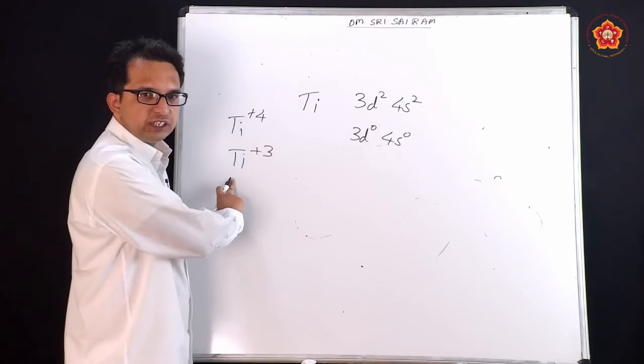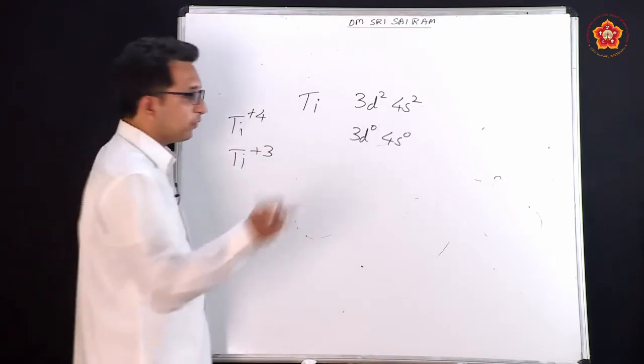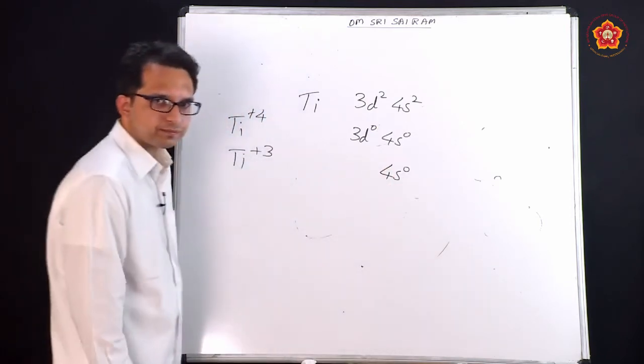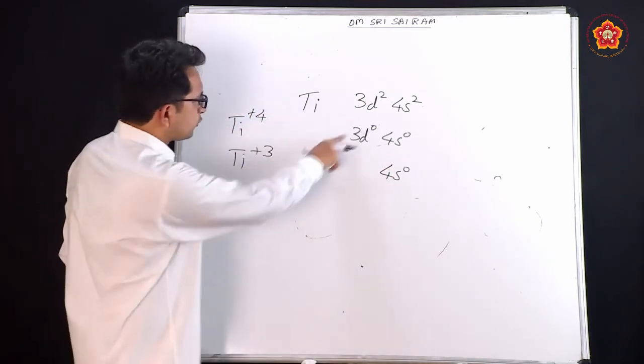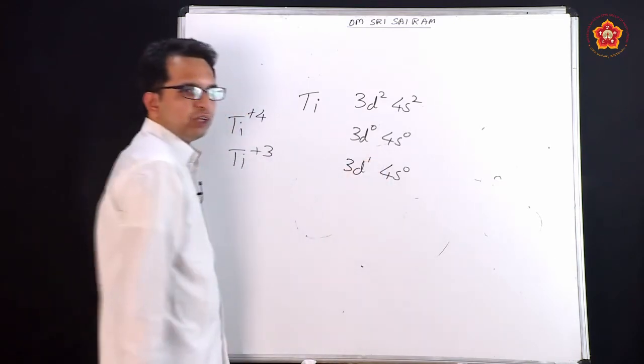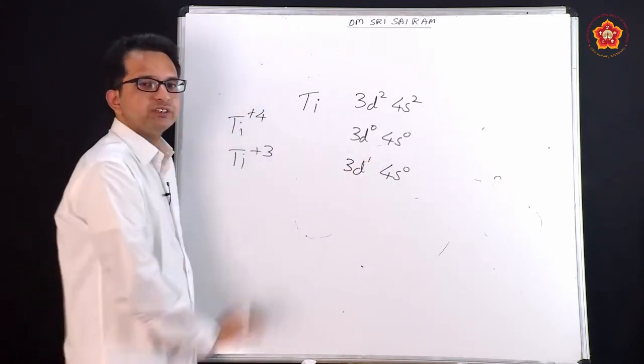In the +3 state, we know very well that electrons have to be first removed from 4s. So therefore these 2 electrons have gone. The third electron goes from the d orbital now, and that is why this becomes 3d1. So now the question is, is this stable or is this stable?